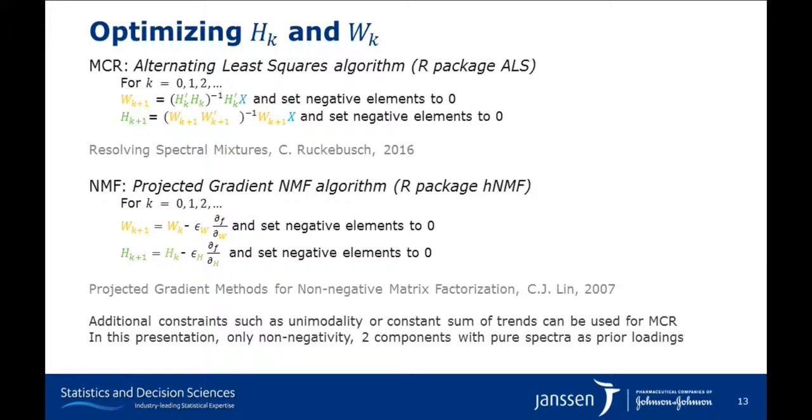Of course, for methods like MCR, it's known that additional constraints can be used, such as unimodality or constant sum of trends. But here in this presentation, in this context, I've only used the non-negativity constraints. I've only used 2 components for the decomposition, and I've used the pure spectra of my 2 components as prior loadings.